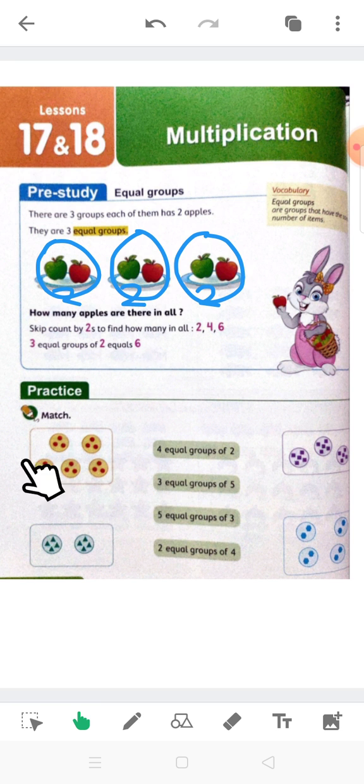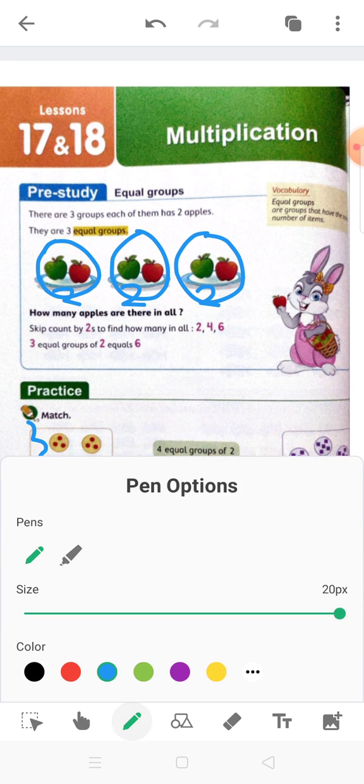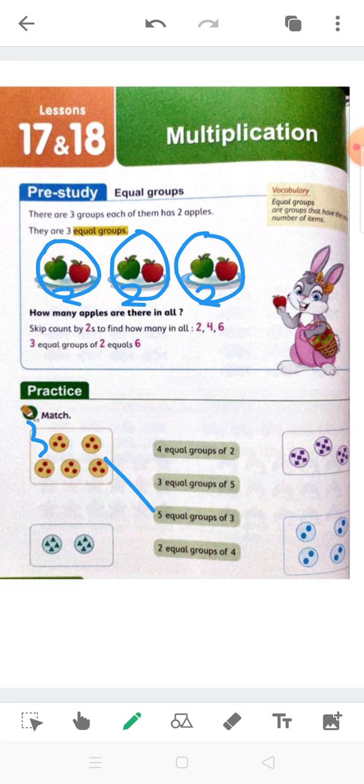Okay, let's solve this exercise. How many groups do we have? 1, 2, 3, 4, 5. Each group has got 3 elements or 3 dots. So I name this 5 equal groups of 3.